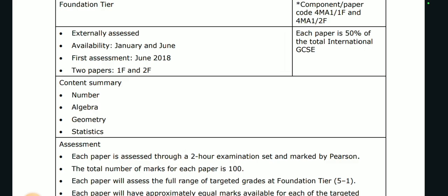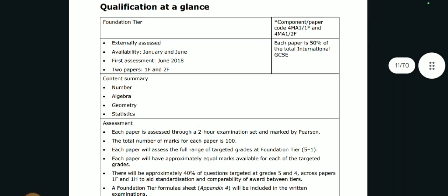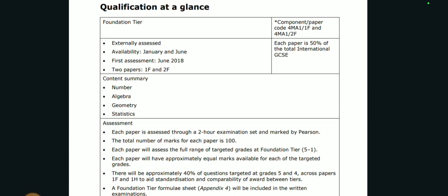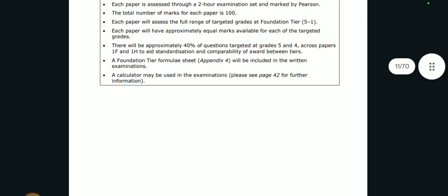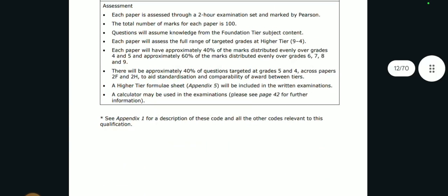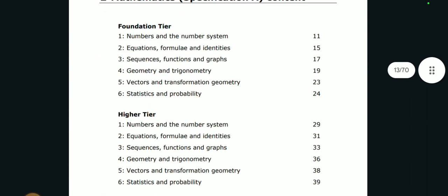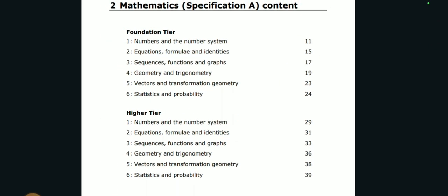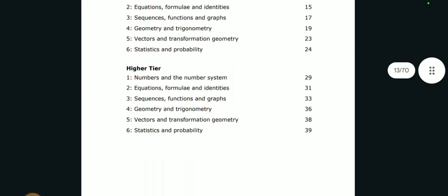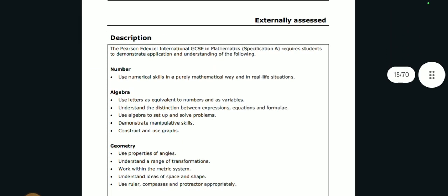The rest is also given, like the 50% weightage of each paper: 50% for 4MA1/1F or 1H, and 50% for the 4MA1/2F paper. This is for the higher tier. Now these are the main topics for the foundation tier and higher tier. You can see the topics are the same, but some subtopics will be added in the higher tier that will not be in your foundation tier.